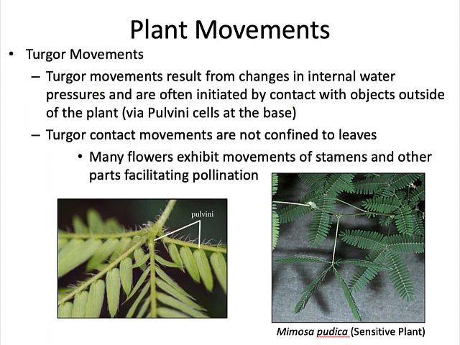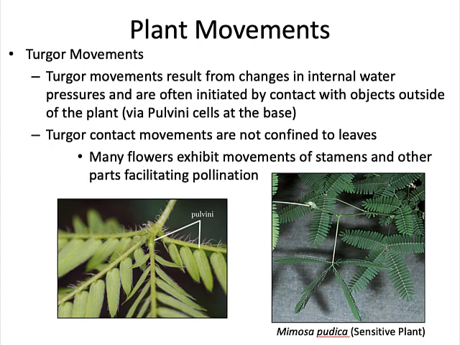Another group of plant movements are the turgor movements, and these are typically going to be about changing water pressure across cell tissues. Turgor movements result from changes in internal water pressure and are often initiated by contact with objects outside of the plant. This is often by special groups of cells called the pulvini cells found at the base of the organ that moves.